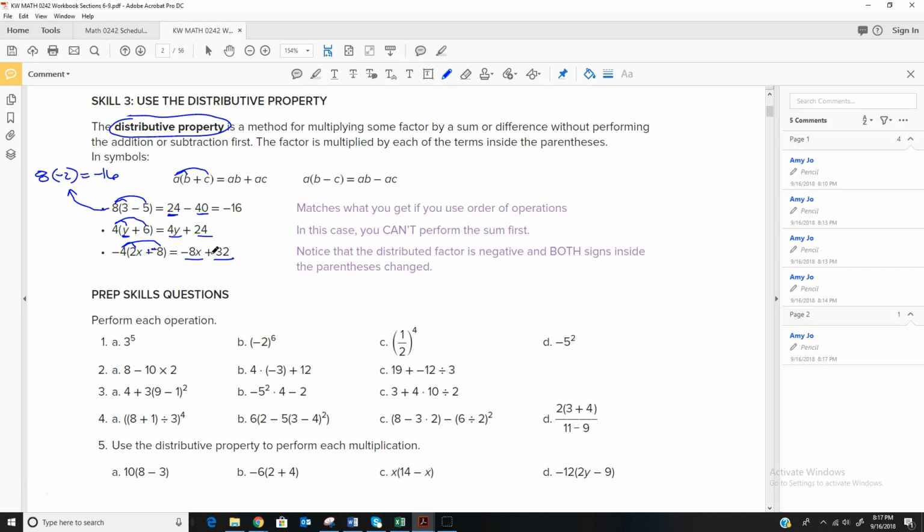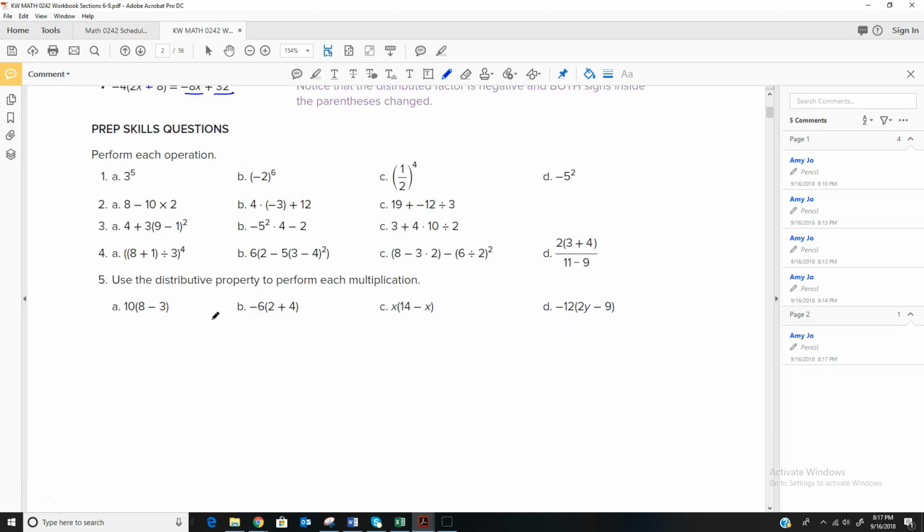So negative 8x plus 32. Let me say that again. I kept stumbling around on that. So we get negative 8x plus 32. Negative 4 times 2x is negative 8x. Negative 4 times negative 8 is the positive 32.